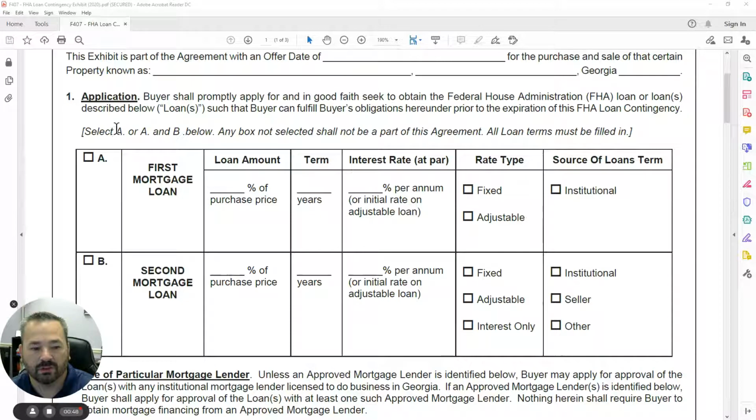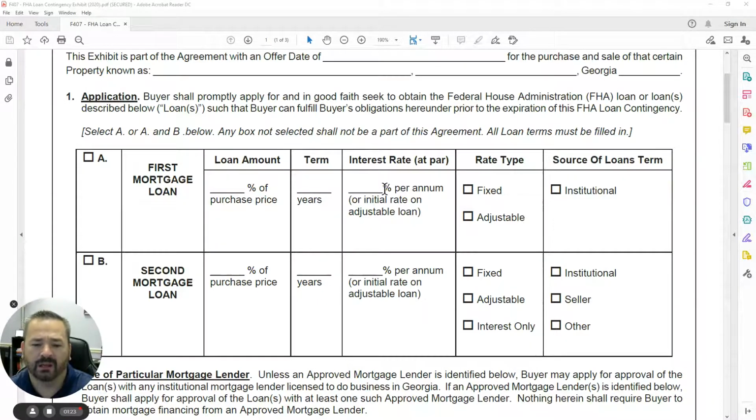You'll see here, it tells you either select A, that it's just a first mortgage, or A and B, it's a first and second mortgage. In today's market, most loans are going to be first mortgage only. So typically you're going to be checking box number A. Now for an FHA loan, the most common loan amount is going to be 96.5%. They're being required to put 3.5% down, so 96.5 is our loan amount. Typical term is going to be 30 years.